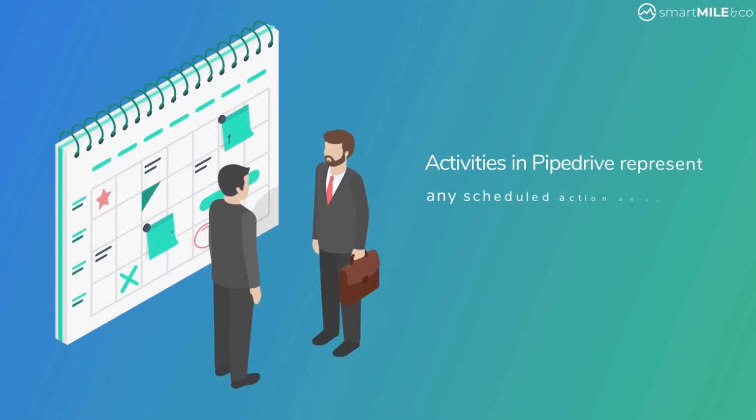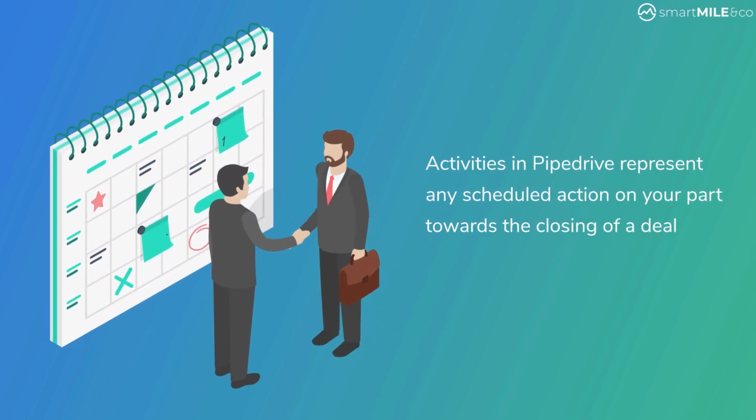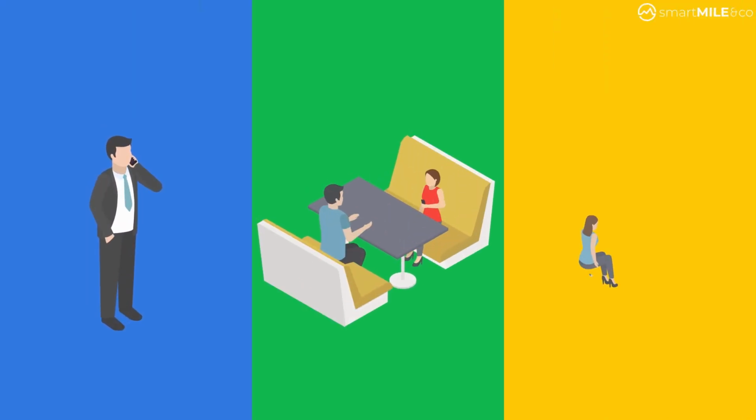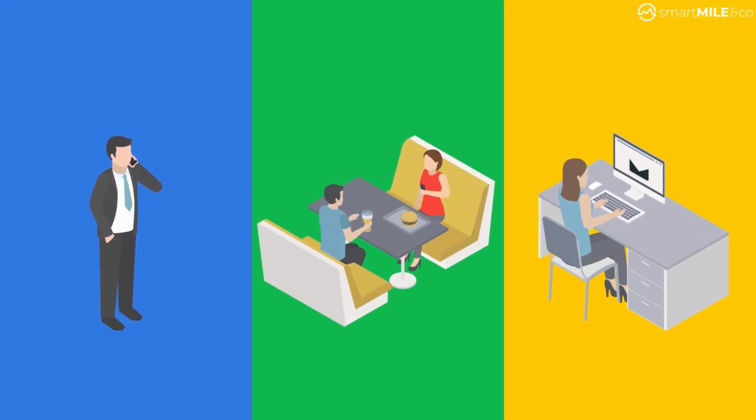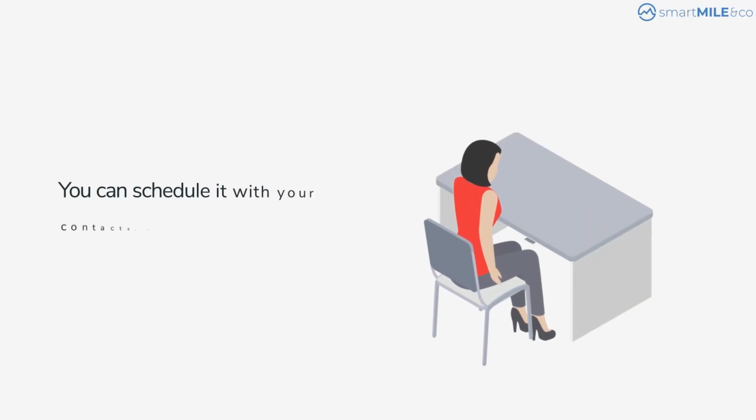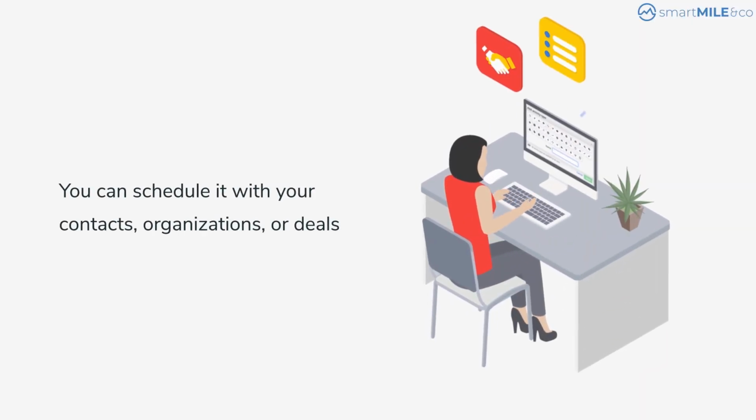Activities in Pipedrive represent any scheduled action on your part towards the closing of a deal. A phone call, launch meeting, email, whatever it is, you can schedule it with your people, contacts, organizations, or deals so you'll always know what's coming next.